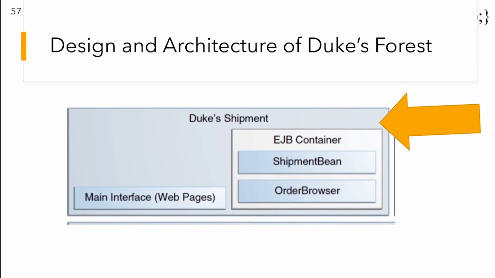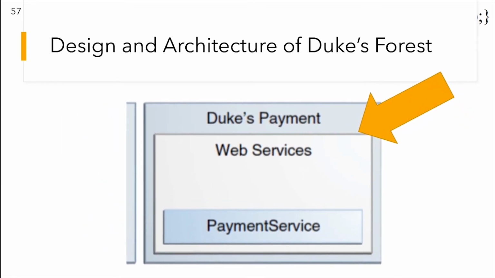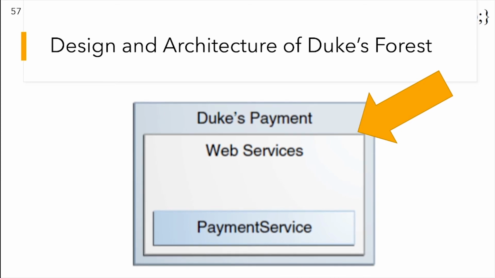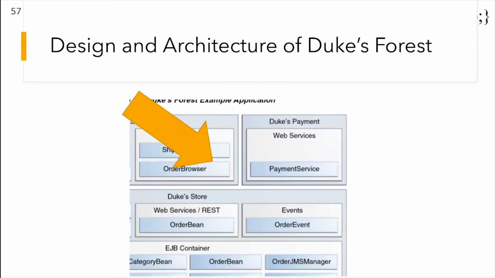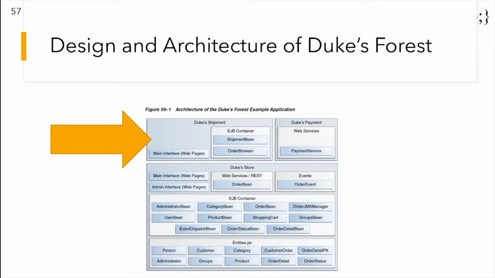Now, the Duke Shipment is a web application that provides an interface for order shipment management. The project name is Duke Shipment. Duke's Payment is a web service application that has a RESTful web service for order payment. And Duke's Resource, a simple Java archive project that contains all resources used by the web projects. It includes messages, CSS style sheets, images, JavaScript files, and JSF composite components. The project name is Duke Resources.